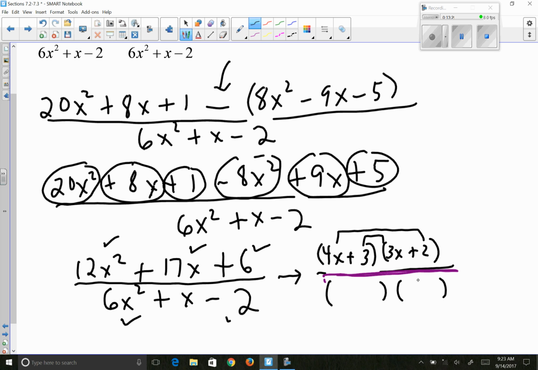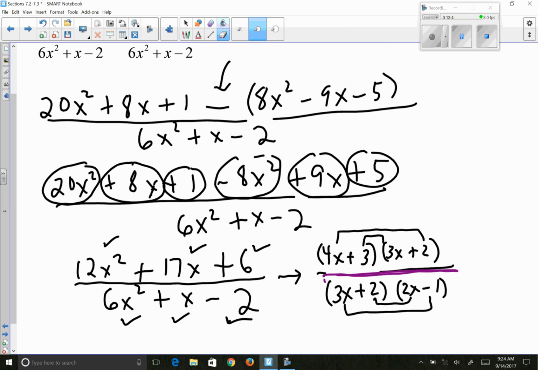And then we're going to go with 3x times 2x is 6x squared. And positive 2 times negative 1 is negative 2. And that's negative 3x, and that's 4x. Negative 3x and 4x is 1x. So that's good now. Sorry about copying the problem wrong.